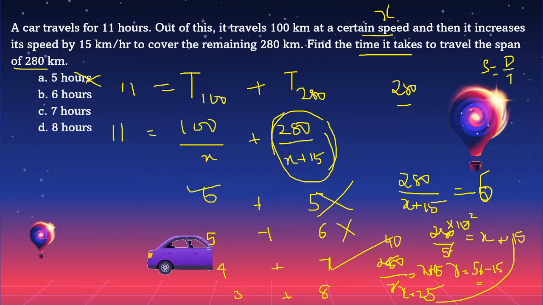And I cannot have 8 and 3. Of course, that's not possible at all. So I would go with option C, which is 7 hours. I didn't solve this question at all. I just framed the equation, and from the options, we got to know the correct answer. So this is another important strategy that you need to understand and follow.